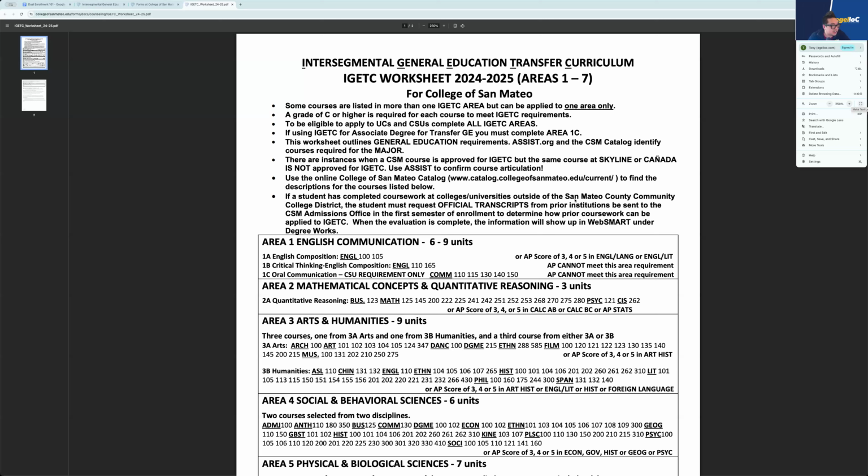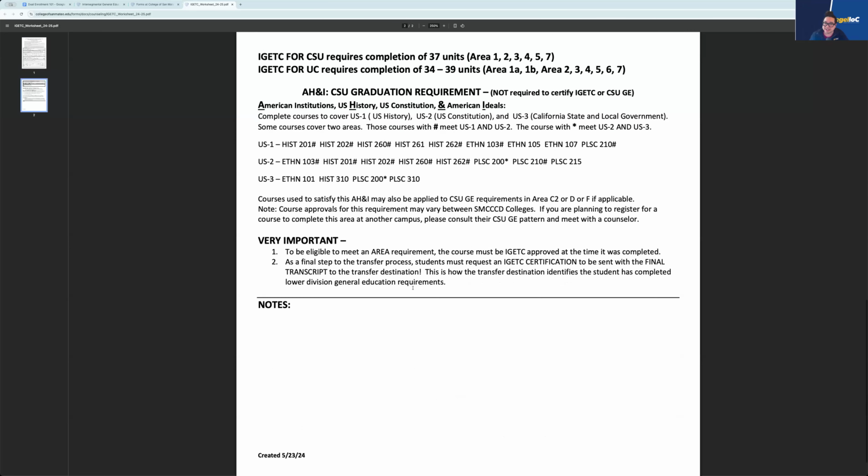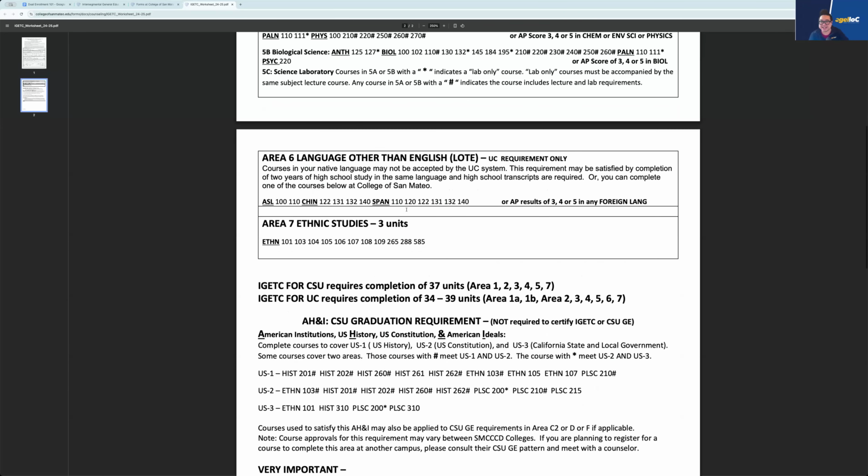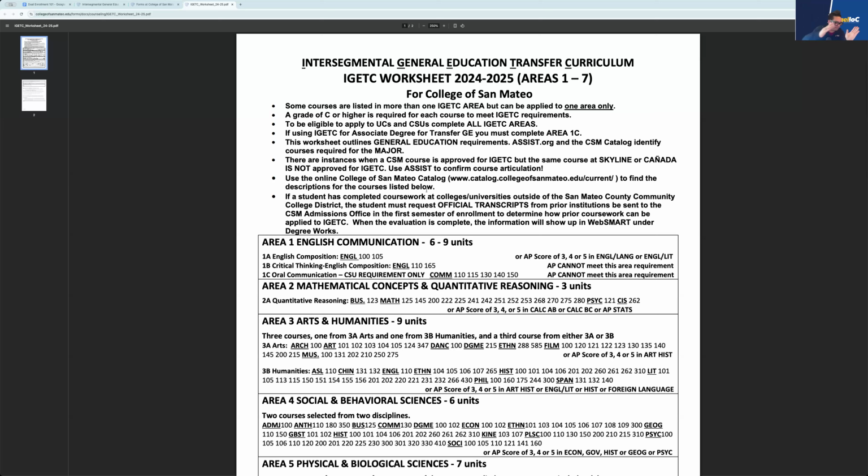It's a worksheet with areas 1 through 6 or 7. Some schools have 7, some schools have 6. Same thing, right? Number 7 is ethnic studies, if I'm correct. So this school has number 7, ethnic studies. They added that requirement. That's how they phased in and out the old form and the new form. That's kind of what the phasing in and out is going to be.